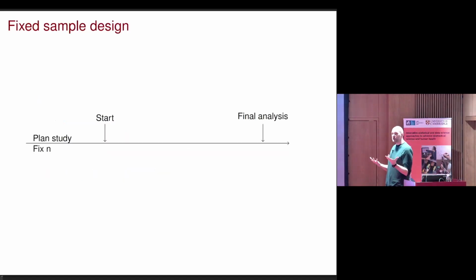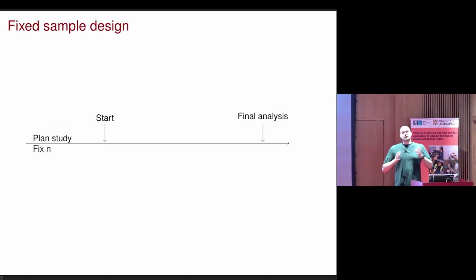So how does a traditional, or what I call a fixed sample design work? We plan our study, we fix in our sample size. Once we're happy with the design, we start, recruit, observe, recruit, observe, recruit, observe, until we have sufficient information, and then everybody holds their breath, analyzes, and hopes for the best.